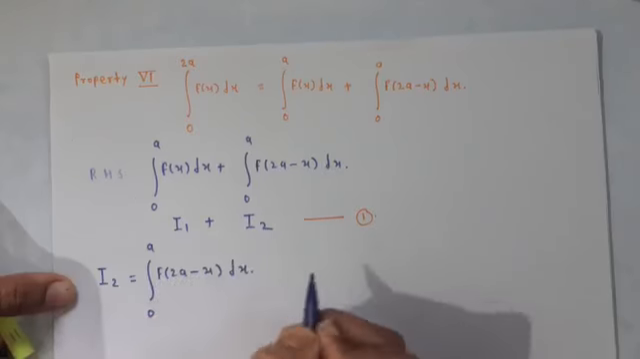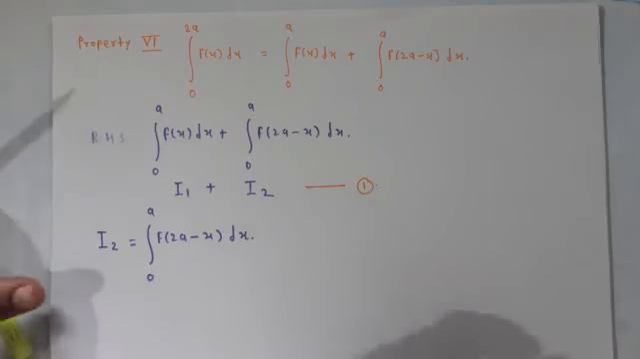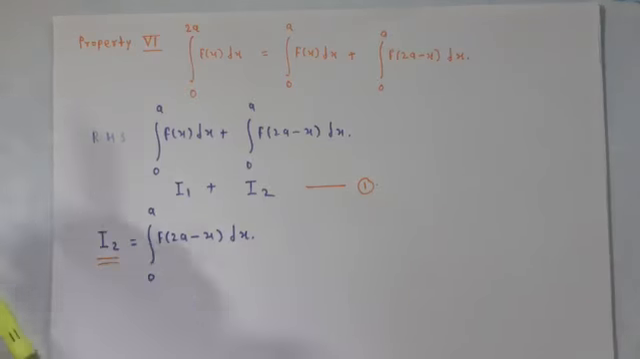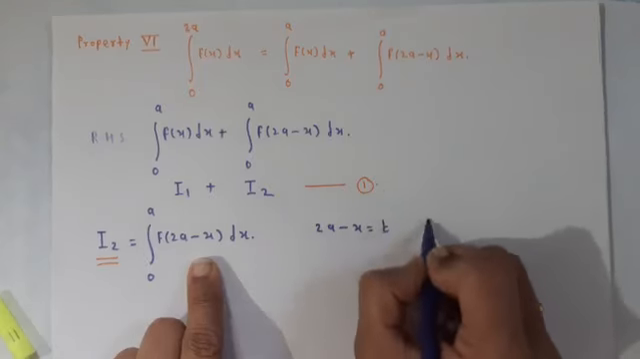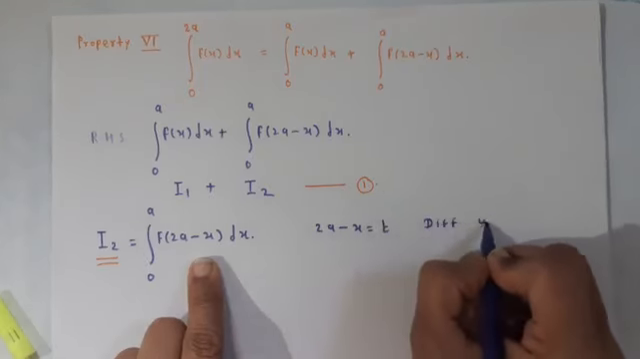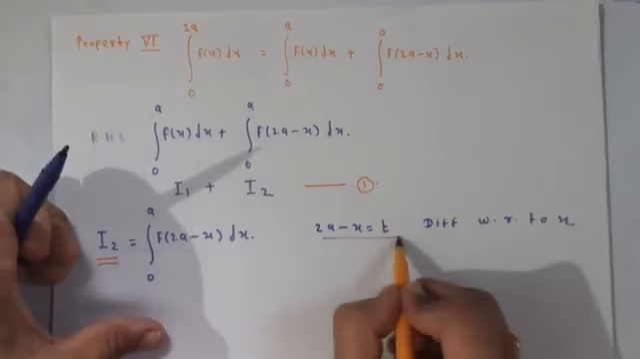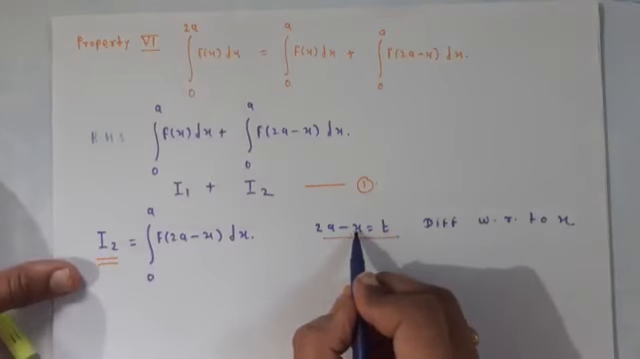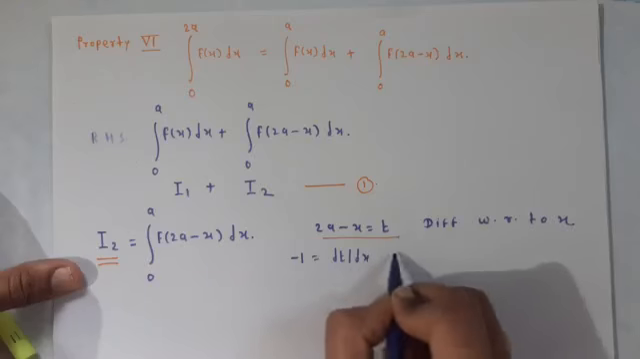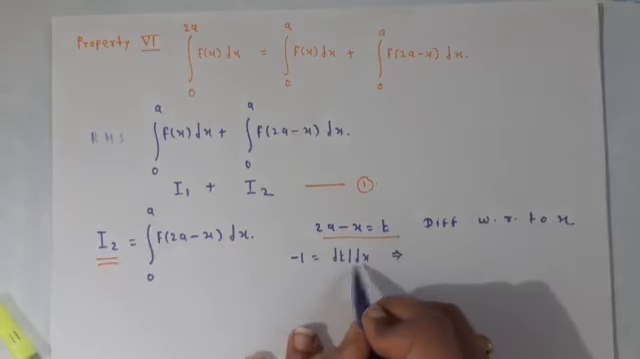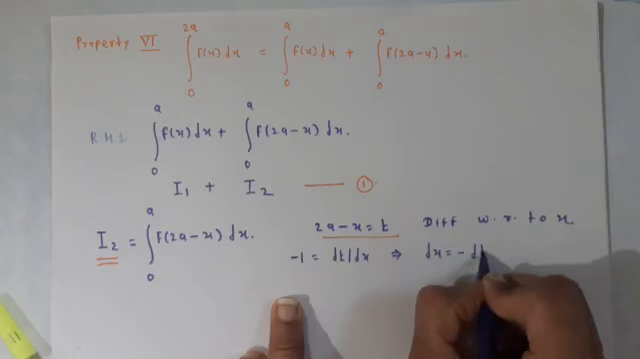with respect to x. To simplify this, students, let us consider 2a minus x equal to t, and now differentiate this with respect to x. The differentiation of 2a is 0, the differentiation of x is minus 1, and this is dt upon dx. This implies, shifting this dx to that side, we get dx equal to minus dt.